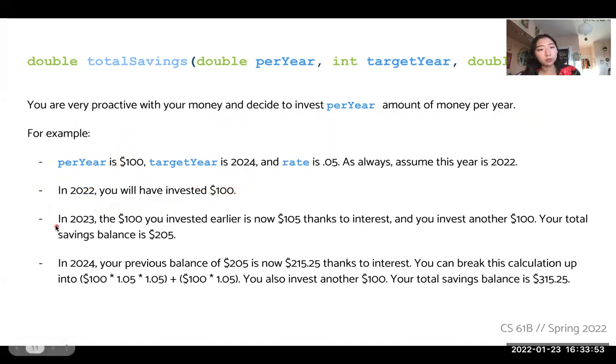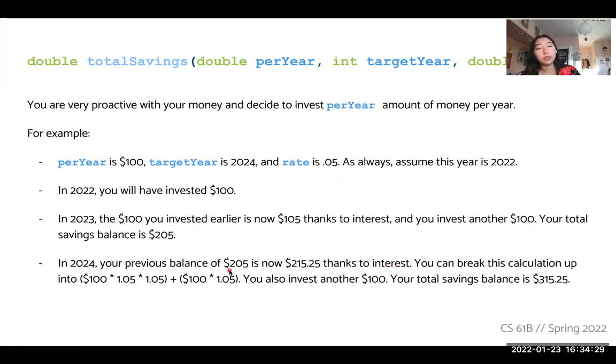In 2023, that $100 that you invested last year is now worth $105 thanks to interest. And also you invest another $100. So your total savings balance is 205, right? In 2024, your previous balance of 205 is now worth $215.25 thanks to interest, right? Because we took this and multiplied it by 1.05.